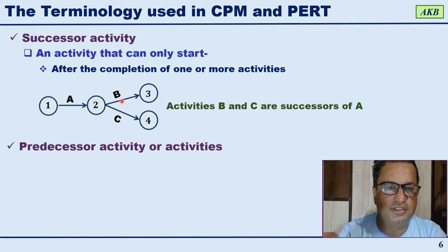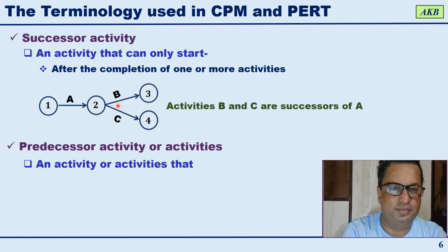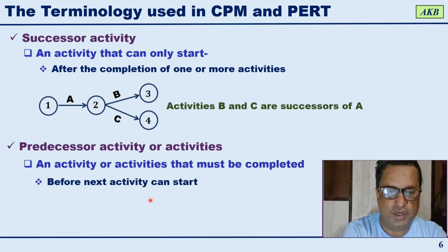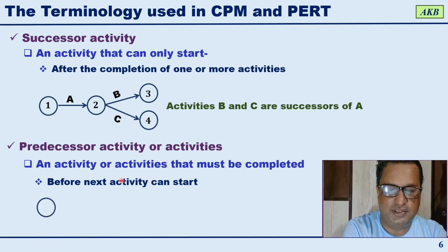So as you have successor activity, you also have predecessor activity or predecessor activities. And the simple understanding is, predecessor activity is an activity that must be completed before next activity can start. Okay, so if a given activity is to start, then there are some one or more than one activities that must be completed. All those activities are called as predecessor activity.